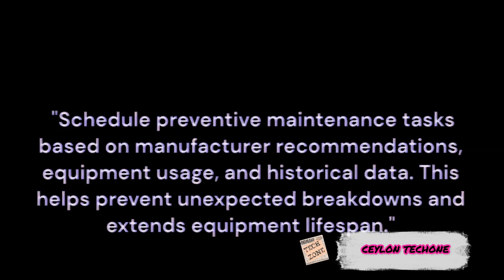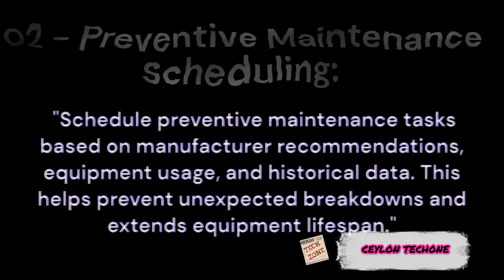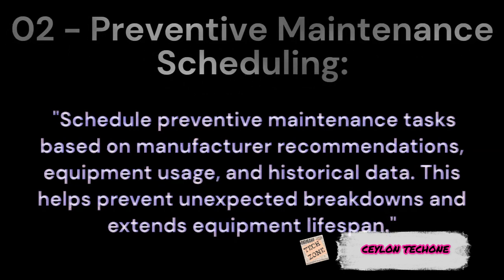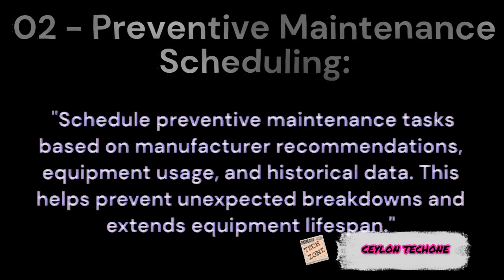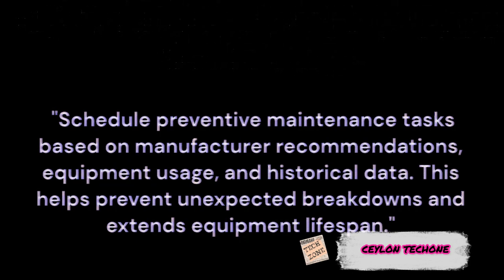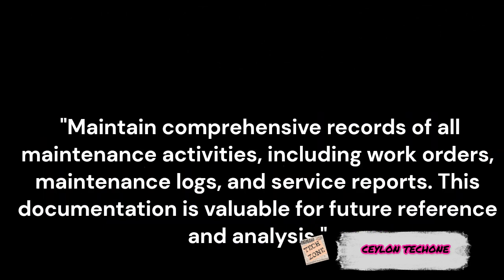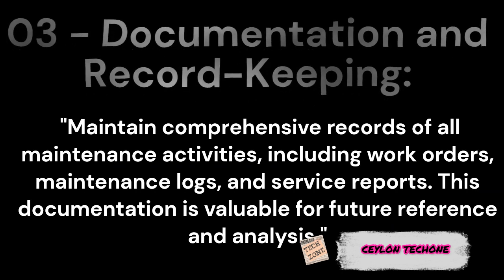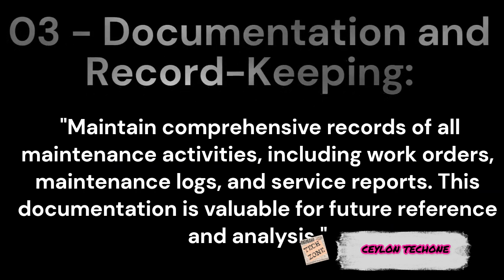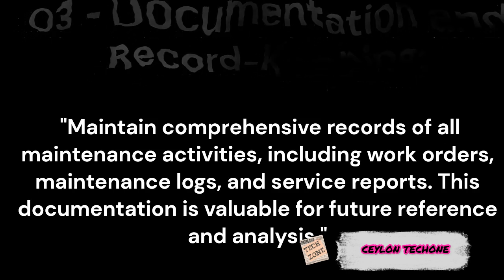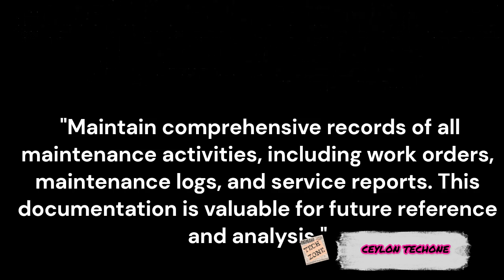2. Preventive maintenance scheduling. Schedule preventive maintenance tasks based on manufacturer recommendations, equipment usage, and historical data. This helps prevent unexpected breakdowns and extends equipment lifespan. 3. Documentation and record keeping. Maintain comprehensive records of all maintenance activities, including work orders, maintenance logs, and service reports. This documentation is valuable for future reference and analysis.